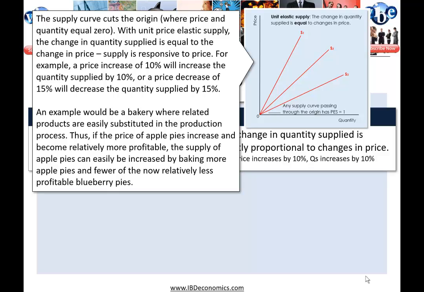With unit price elastic supply, the change in quantity supplied is equal to the change in price. Supply is responsive to price. For example, a price increase of 10% will increase quantity supplied by 10%. A price decrease of 15% will decrease the quantity supplied by 15%. Now, an example could be a bakery where related products are easily substituted in the production process. So if the price of apple pies increases and becomes relatively more profitable, the supply of apple pies can easily be increased by baking more apple pies and fewer of the now relatively less profitable blueberry pies.